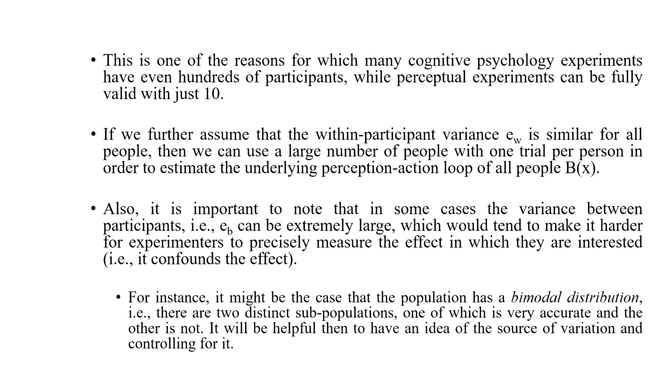So, if we further assume that the within participant error term is similar for all people, then basically we can use a large number of people with just one measurement each, and that works. But in some cases this EB, this error between participants, is quite large, and given that it is quite large, it will become harder for experiments to precisely measure the effect in which they are interested.